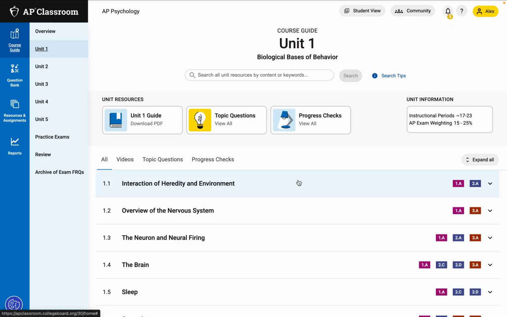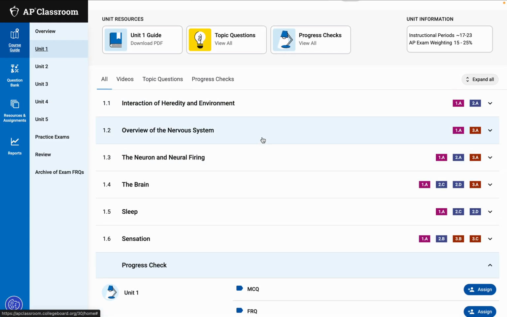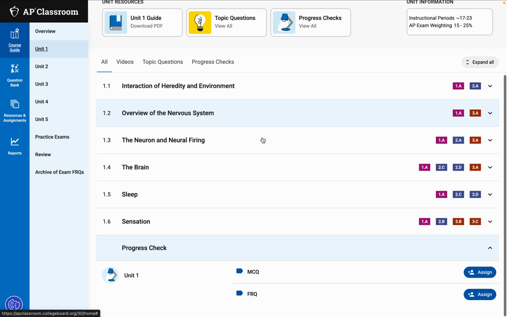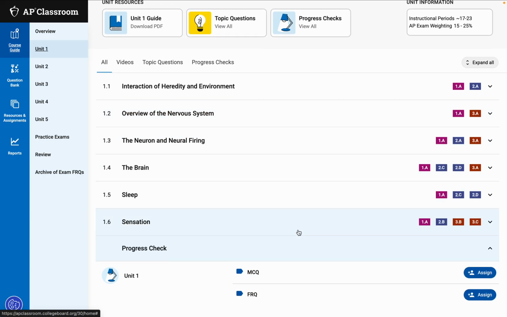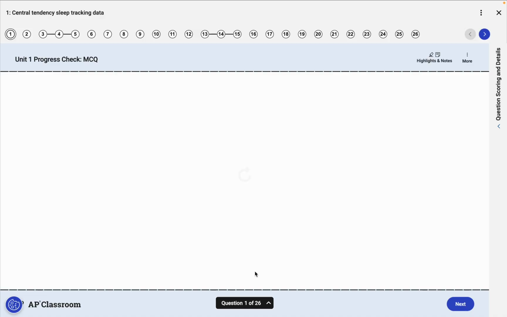AP Classroom. This is where you're going to be taking your test. You don't see this right now, but you'll see it tomorrow when the test is available for your class. 3C, you'll have a window open, and it's assigned to only 3C. Fifth set, same goes for you. You're going to have an MCQ tomorrow, 10:29.